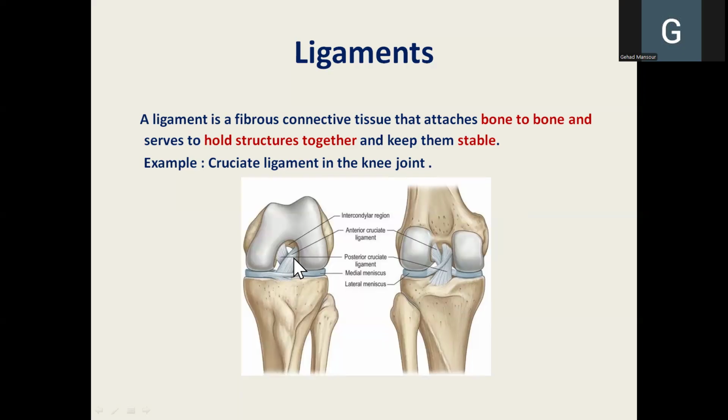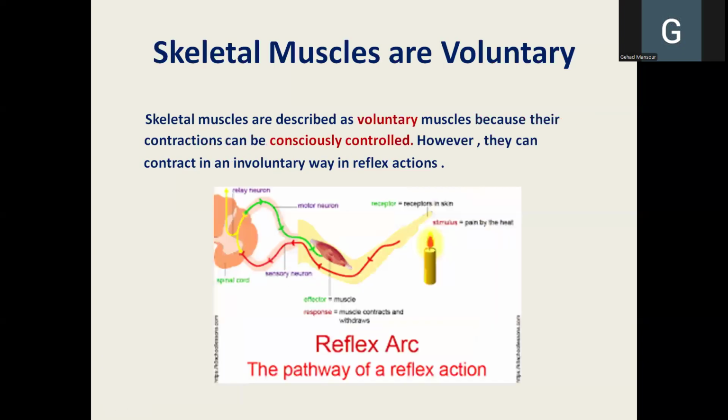What happens if the cruciate ligament is torn? This will depend upon which part of the cruciate ligament will be torn. If it is the anterior cruciate ligament that is torn, then it is mainly anterior displacement of the femur over the tibia. And if it is the posterior cruciate ligament, then it will be posterior displacement.